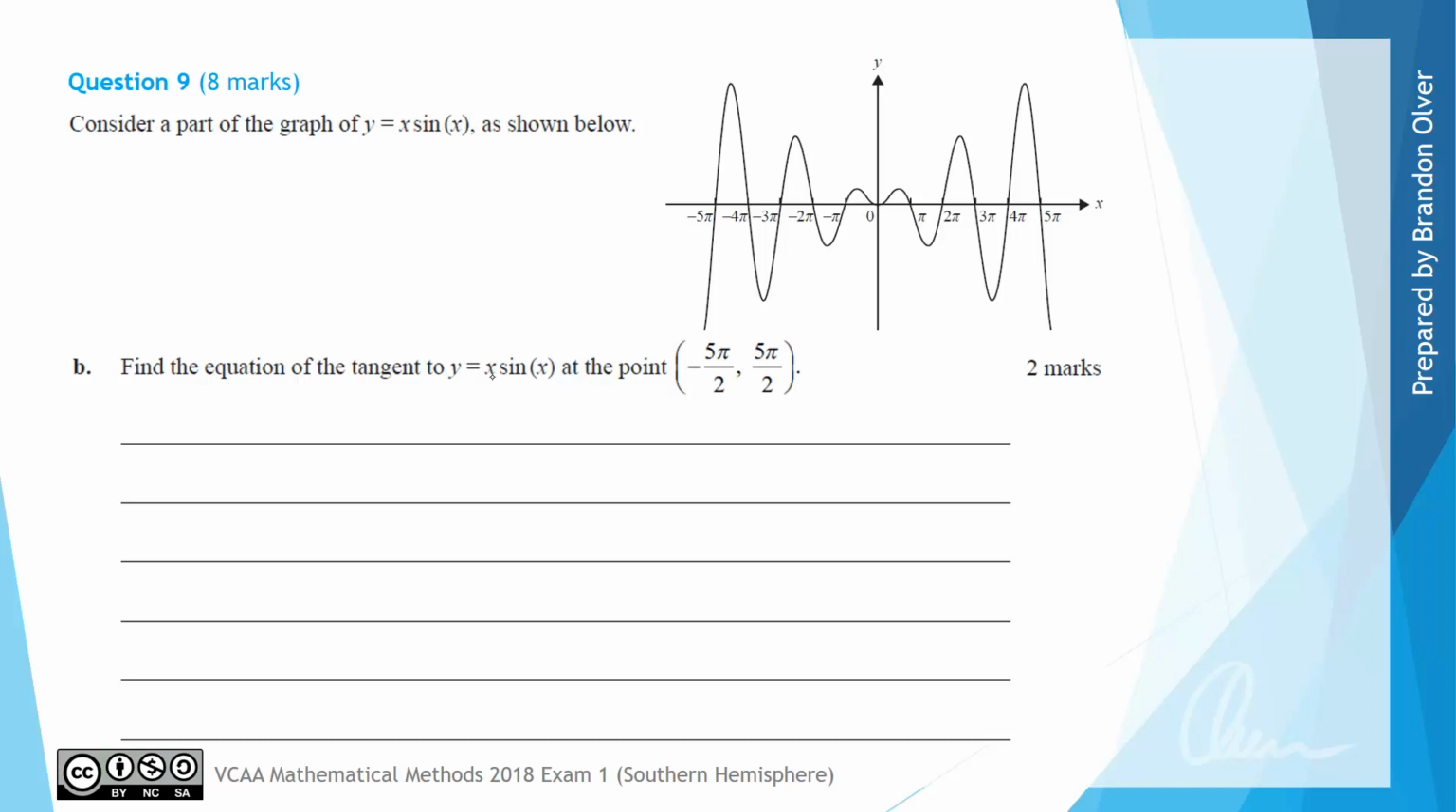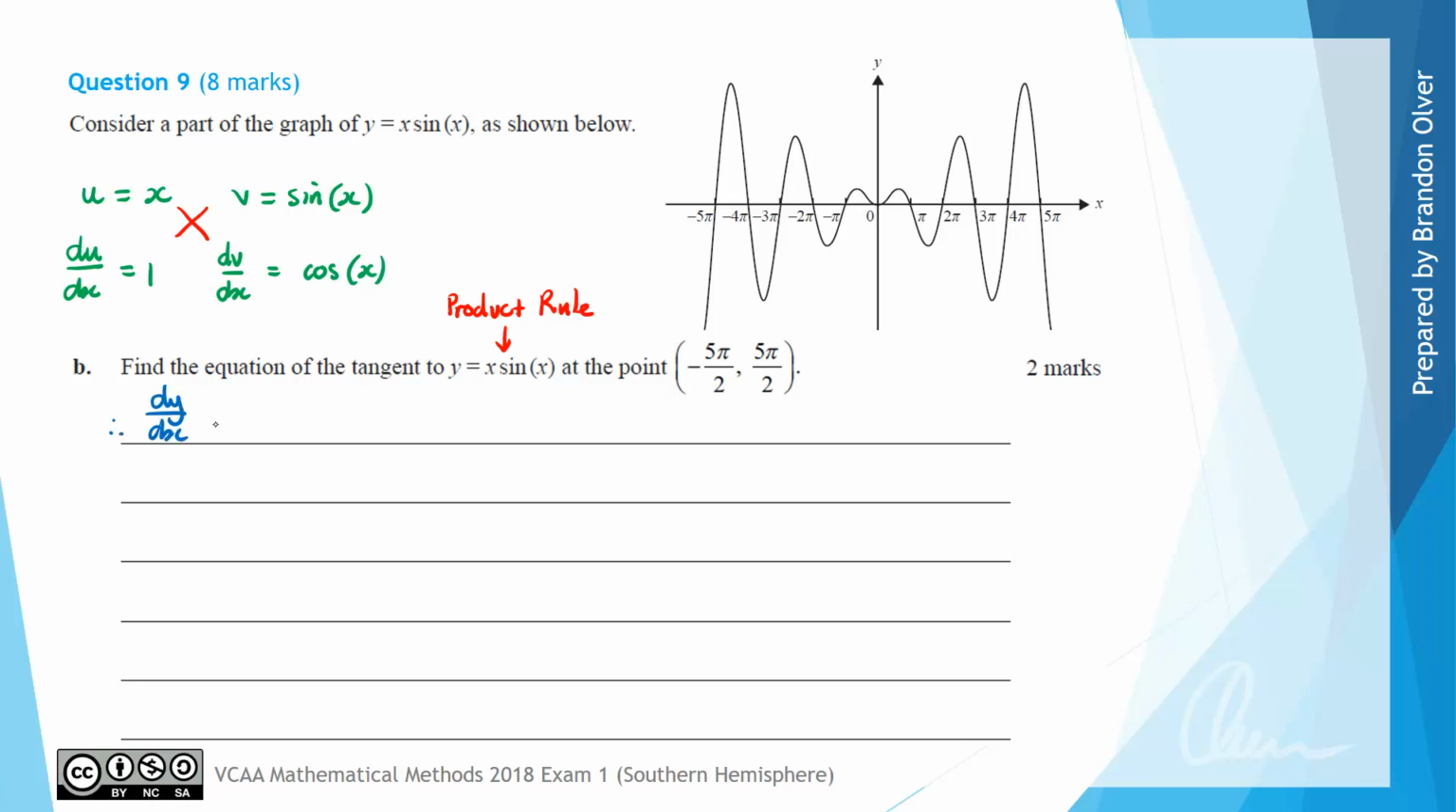So this is a function x multiplied by sine of x, so we're going to use the product rule to differentiate. Now the product rule says we multiply these two things together and these two things together and then add them. So therefore our derivative dy/dx for this function is going to equal x times cos of x plus 1 times sine of x.